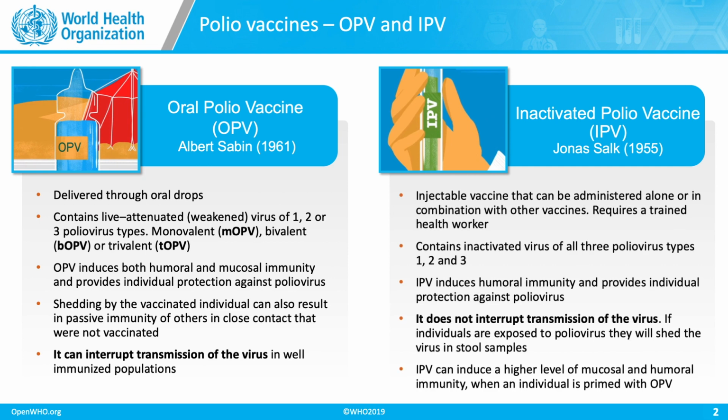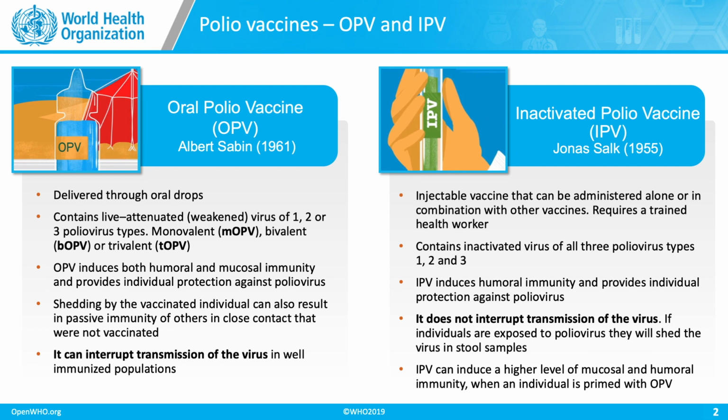The inactivated polio vaccine, or IPV, is an injectable vaccine that can be administered alone or in combination with other vaccines. IPV is over 5 times as expensive as OPV and must be delivered via injection from a trained health worker. It consists of inactivated or killed poliovirus strains of all 3 poliovirus types. IPV is able to stimulate humoral immunity much more effectively than OPV. However, it only induces a limited mucosal immunity.